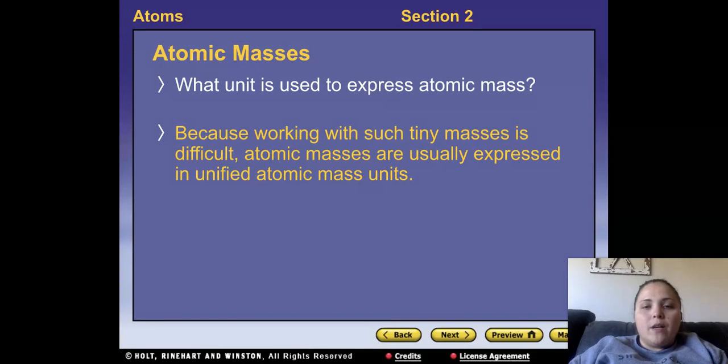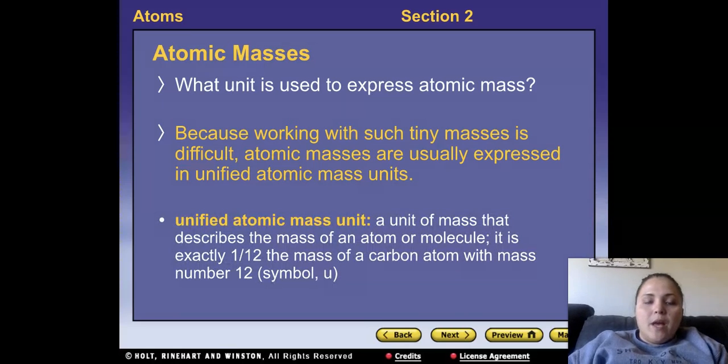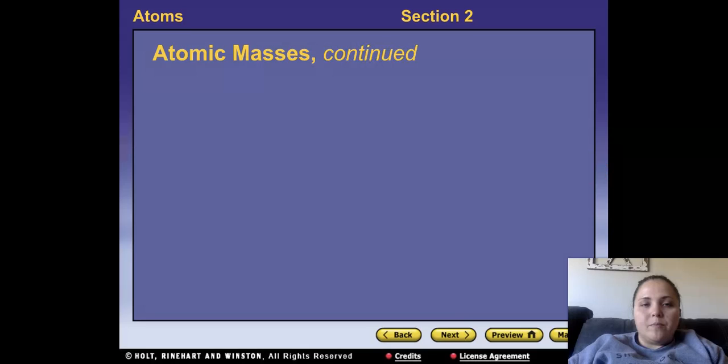Because we're working with very tiny masses, and working with such tiny masses is difficult, atomic mass is usually expressed in atomic mass units, or AMU. One unified atomic mass unit is a unit of mass that describes the mass of an atom or molecule. It is equal to exactly 1/12 of the mass of a carbon atom with a mass number of 12. Basically, it's a unit that has been made up to help us work with these atomic masses in whole numbers instead of scientific notation numbers.